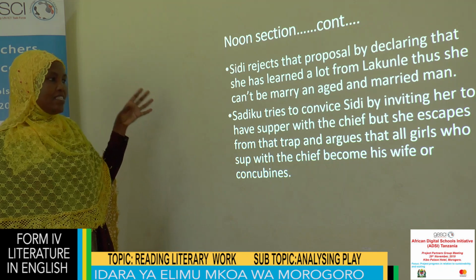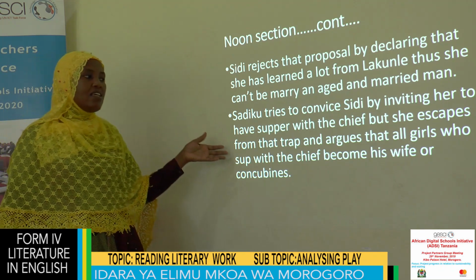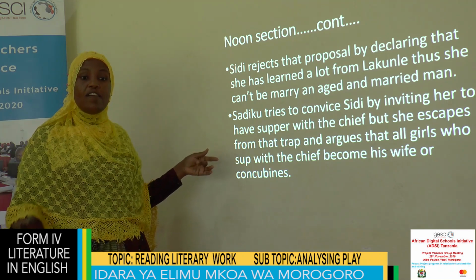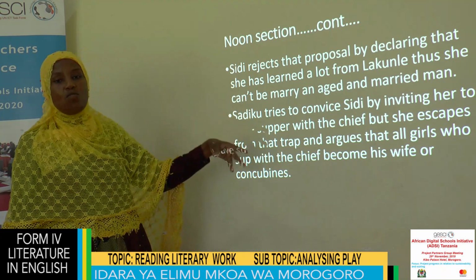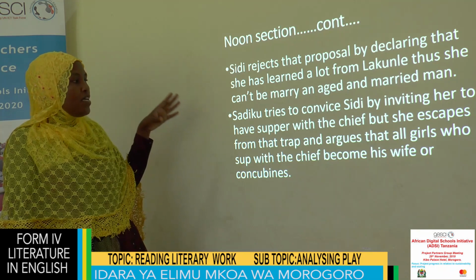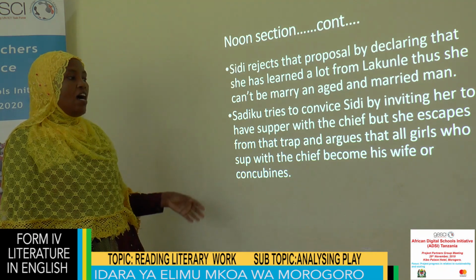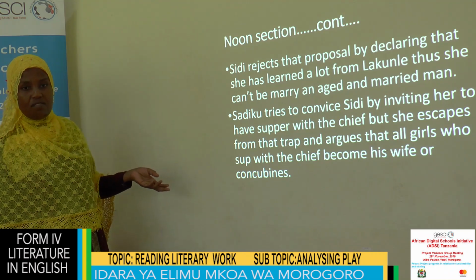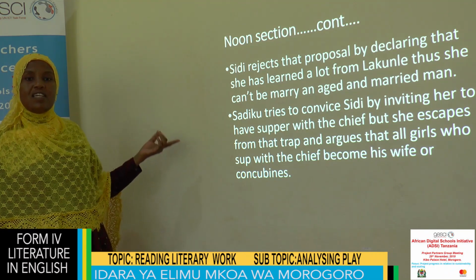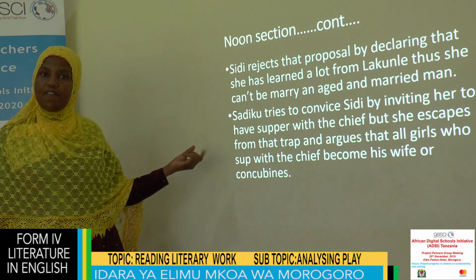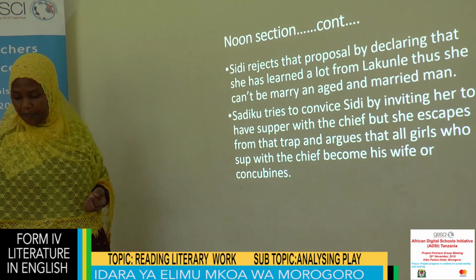and have supper. But Sidi realizes what is happening there. She said that whenever a woman goes to have supper with the chief, she must be married by the chief, otherwise she has to be his concubine. Sidi rejected it, and the girl escaped from that trap.